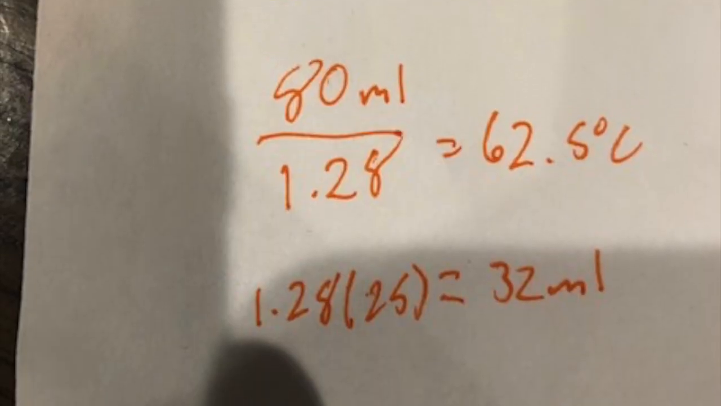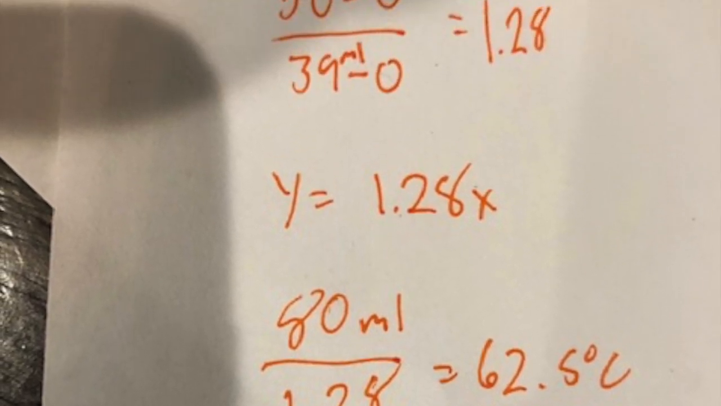The next problem I'll be going over was to interpolate and extrapolate information of the slope on the graph provided. I said we could extrapolate the temperature of the substance when the volume is at 80 milliliters and divide it by 1.28, the slope of the trend line, which is 62.5 degrees Celsius. To interpolate, I could find the volume at 25 degrees Celsius by multiplying 25 by the slope again, which is 1.28, and I got 32 milliliters.